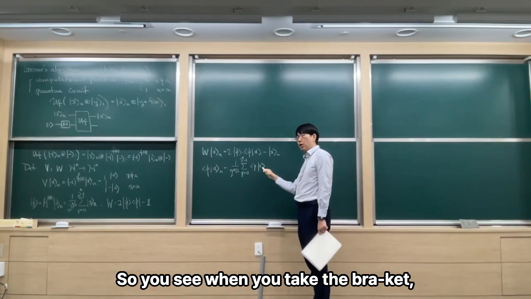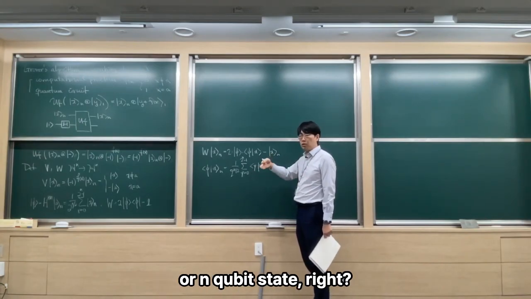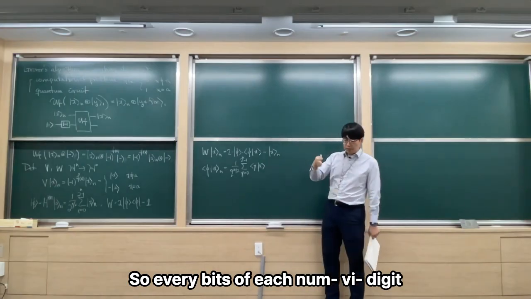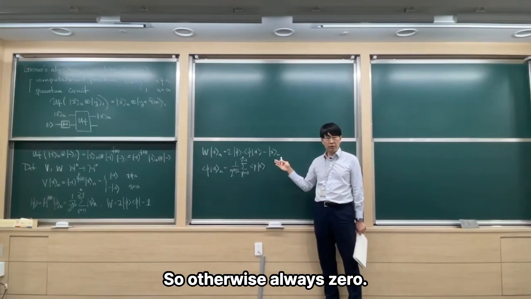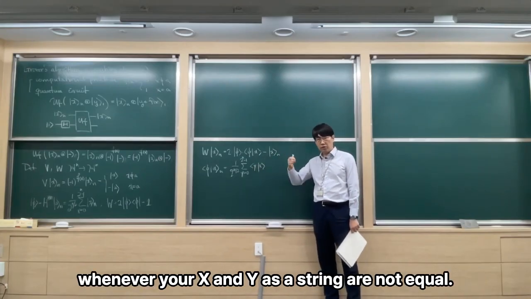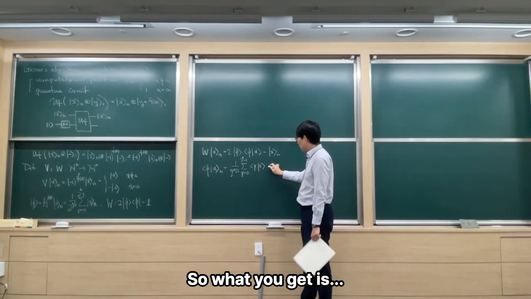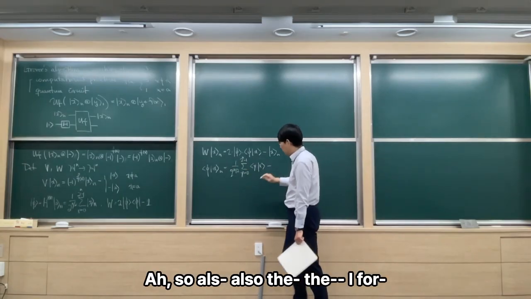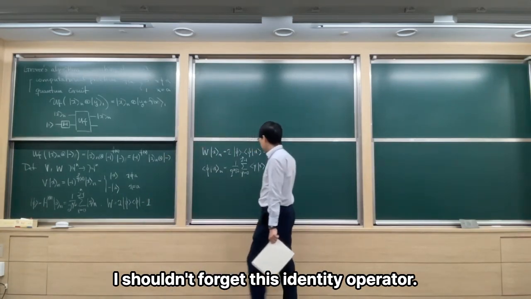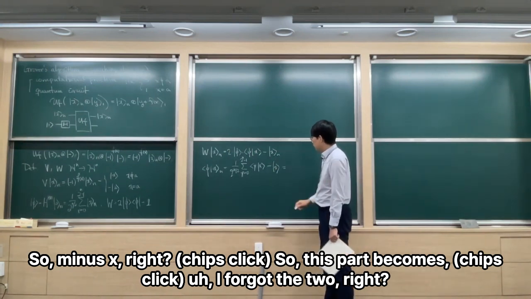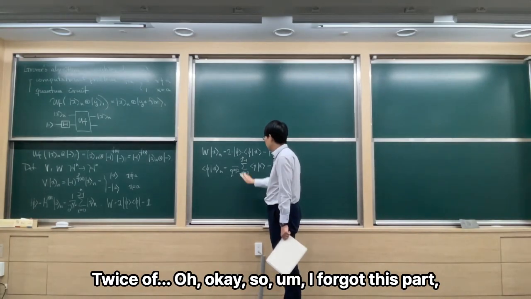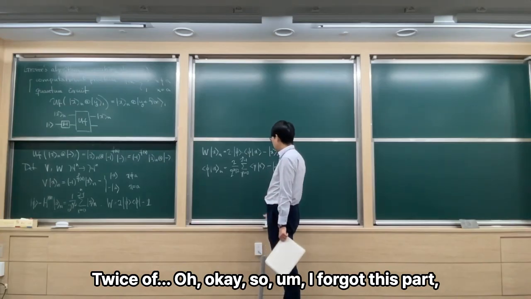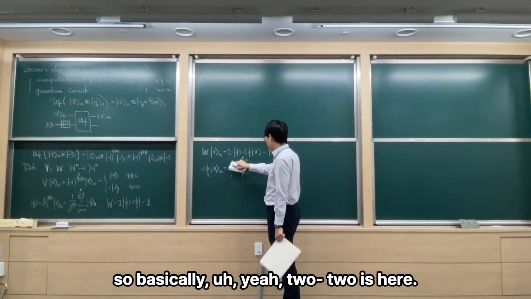So you see when you take the bracket, now this is the bracket of an n-string or n-qubit state, right? So every bit of each digit must be the same in order to get 1. Otherwise, it's always 0. The bracket is 0 whenever your x and y as strings are not equal. So what you get is, also, I shouldn't forget this identity operator. So minus x, right? So this part becomes... I forgot the 2, right? So there must be a 2 here, twice. Oh, okay, so I forgot this part. So basically, yeah, the 2 is here.